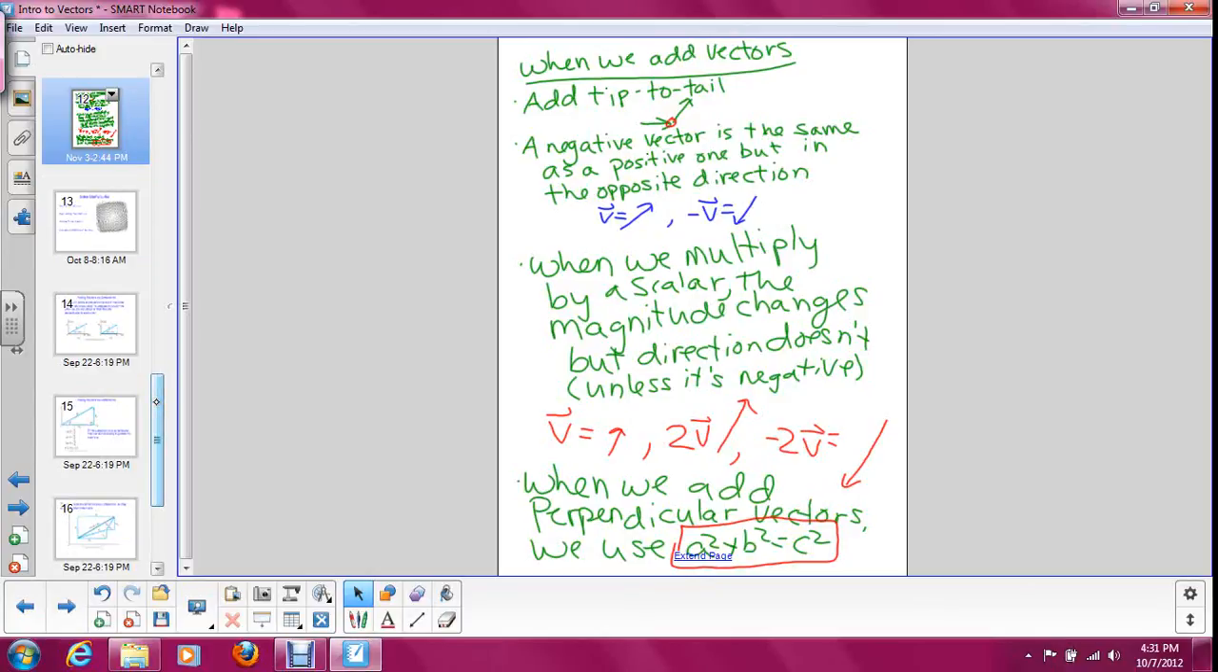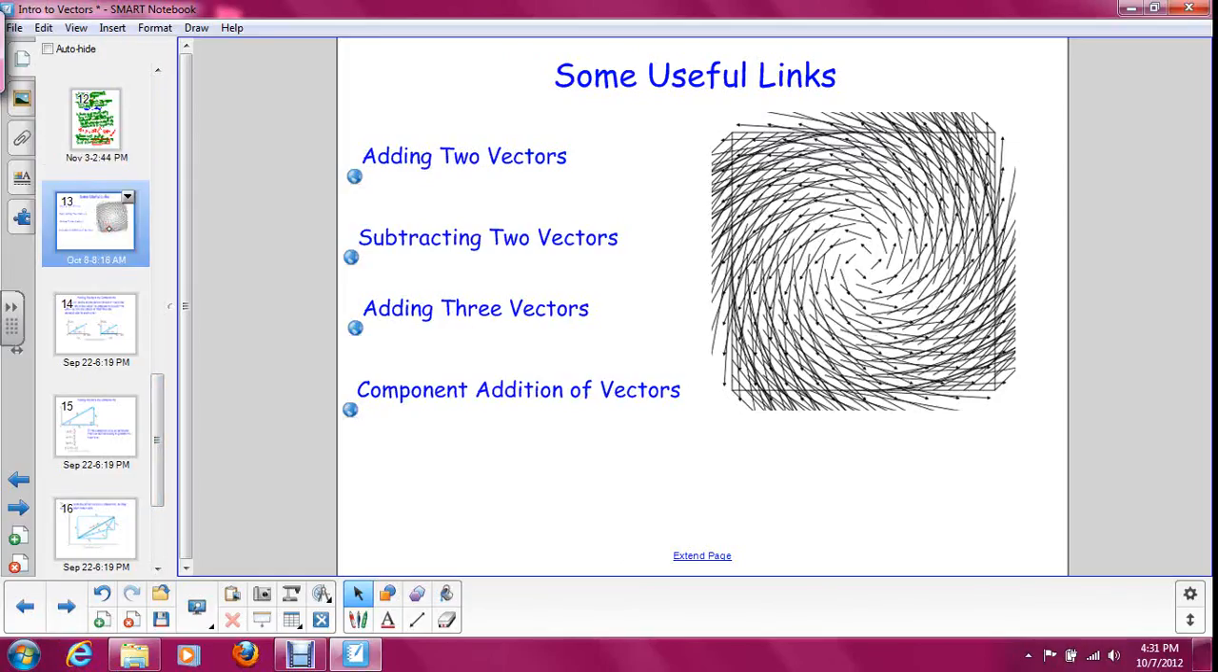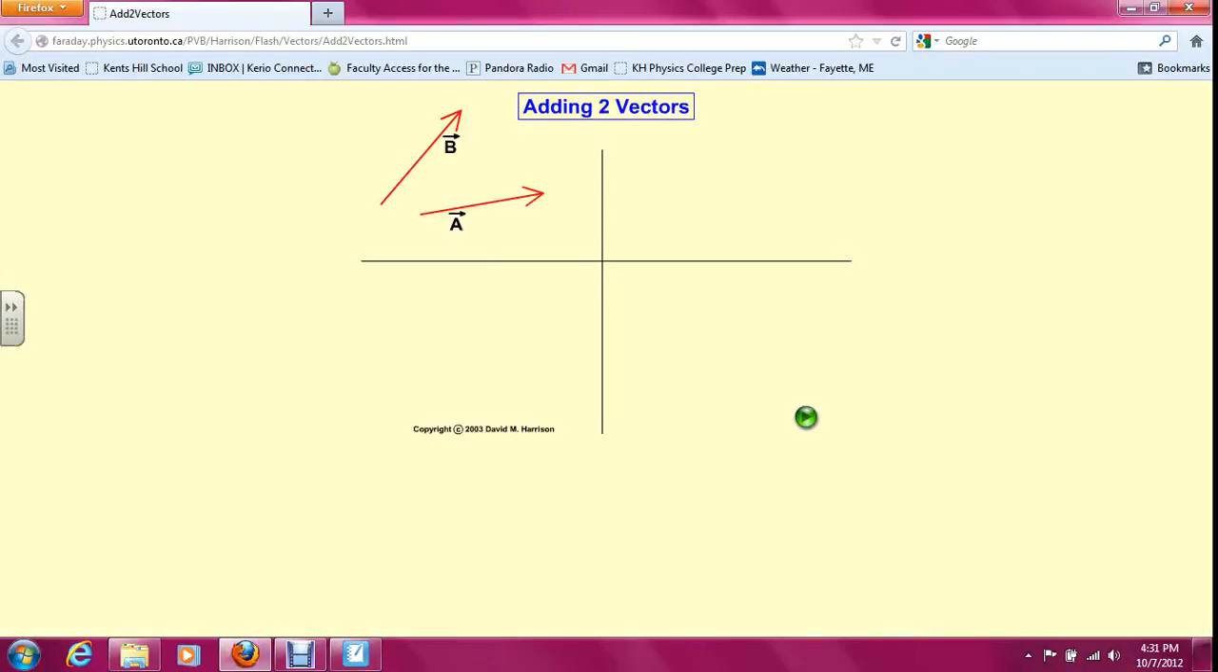And now we are going to push ahead and do a few more examples of adding vectors. So here are some useful links so you can actually see vectors being added in real time. So we have vector A here and vector B, and we want to add them together. So we do tip to tail. We take A, and we add the tail of B to the tip of A, and we get our resultant C. So let's watch that again.